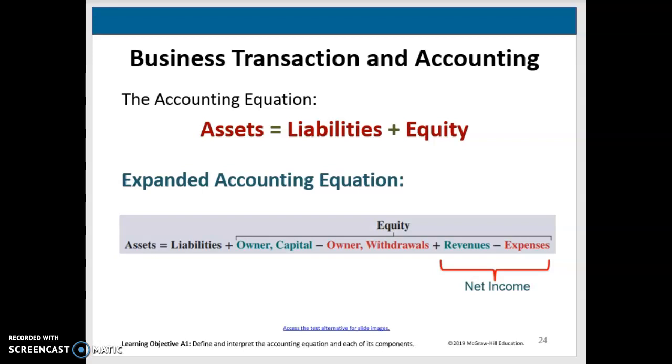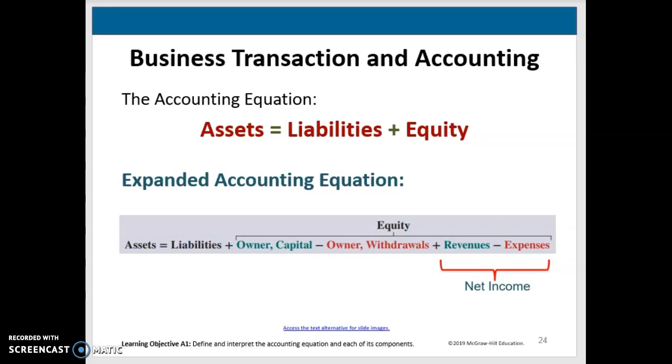Now again, I did use the word accounts receivable. Receivable refers to the term that means that someone owes us money. We're going to receive money sometime in the future. That typically happens when we sell to someone on credit. So just keep that in mind as we go through the next one.